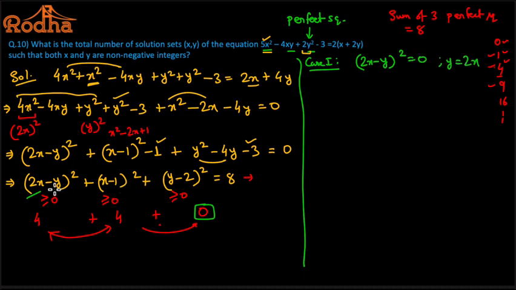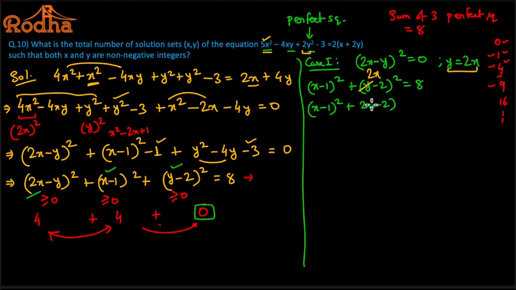Now the remaining terms give 8. So (x minus 1) whole square plus (y minus 2) whole square is equal to 8, because the first term is 0. Now y equal to 2x I can replace here. So I'll be getting (x minus 1) whole square plus (2x minus 2) whole square will be equal to 8.